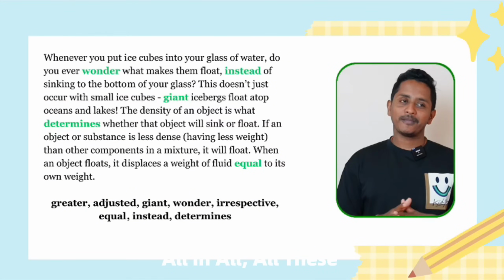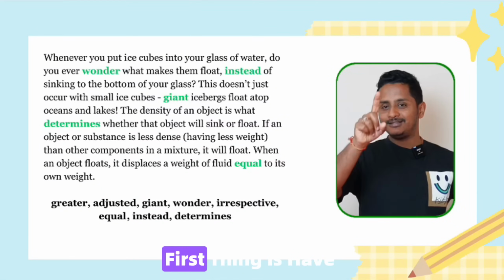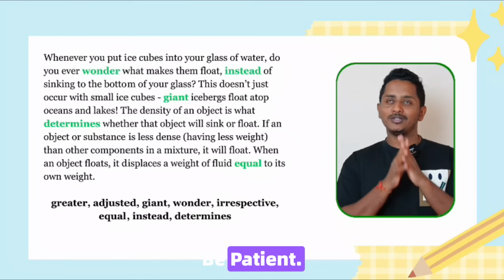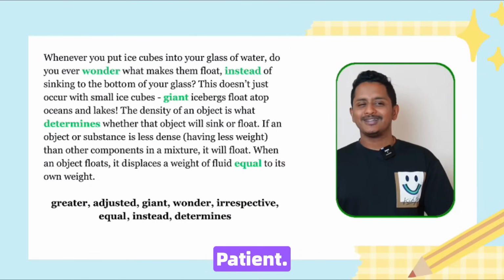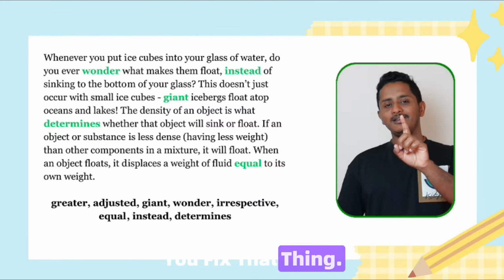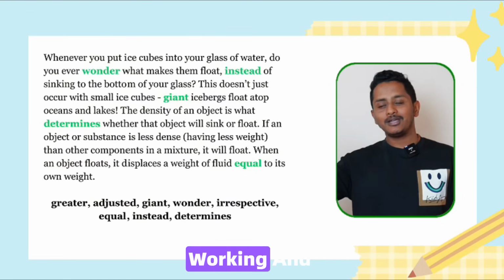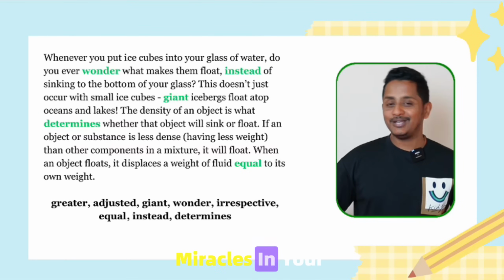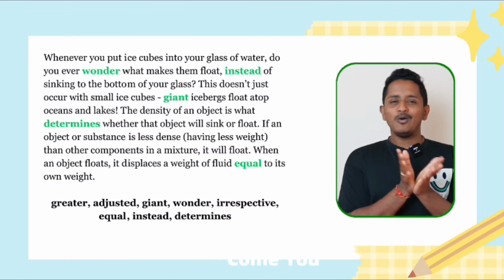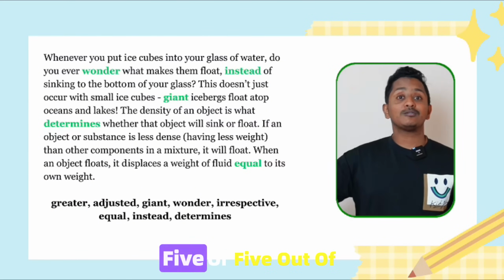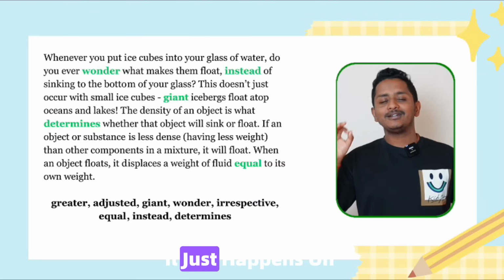So all in all, these strategies will help you. First thing is to have that patience within. Keep reminding yourself, I need to be patient, I need to be patient. That's the first thing. You fix that, and the rest of the killer strategies that I told you will automatically start working and creating miracles in your scores. You would definitely wonder, how come last week I was at 3 out of 5, 2 out of 5 in every blank, and how come I'm getting 4 out of 5 or 5 out of 5 in every blank? It just happens on its own.